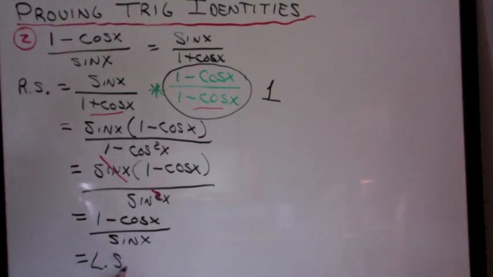And a quick look, this is our left side. So again, we started with one side, in this particular case the right side, and we turned it into the left side. And that's what 99% of all your proofs will look like.